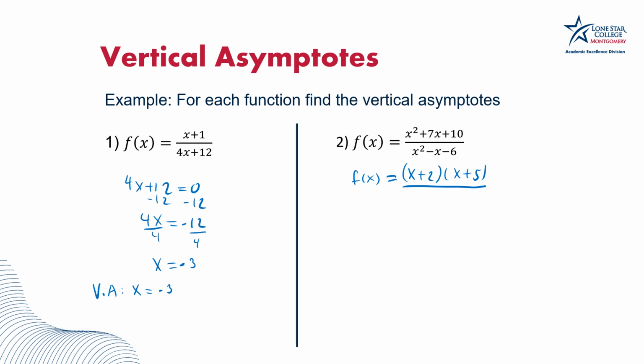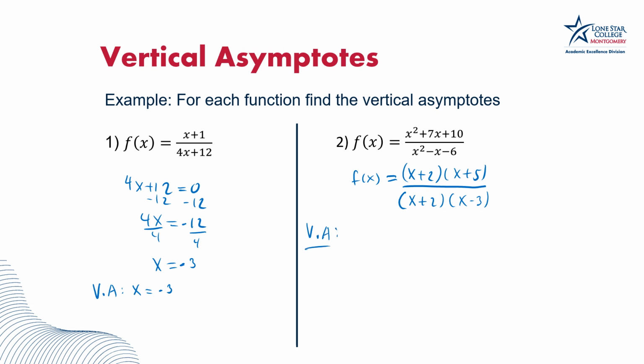Now let's look at the factored form of the bottom. X squared minus x minus 6. So two numbers that multiply to get negative 6, but add to get negative 1. That would have to be 3 and 2, but specifically it has to be x plus 2 and x minus 3. But you notice again, we have the same term x plus 2 on top and bottom. So first off, let's find our vertical asymptote.